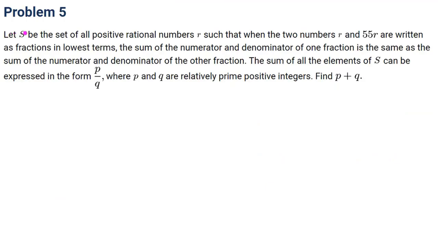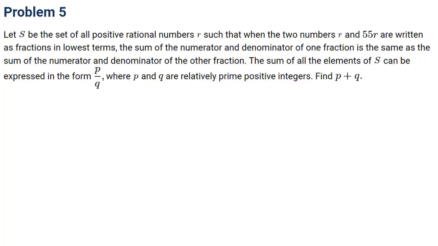AIME II 2023, problem number 5. It says let S be the set of all positive rational numbers R such that when the two numbers R and 55 times R are written as fractions in lowest terms, the sum of the numerator and denominator of one fraction is the same as the sum of the numerator and denominator of the other fraction. The sum of all the elements of S can be expressed in the form P over Q, where P and Q are relatively prime positive integers.